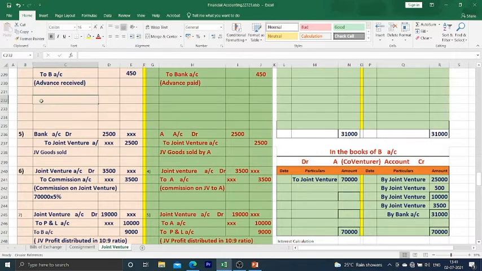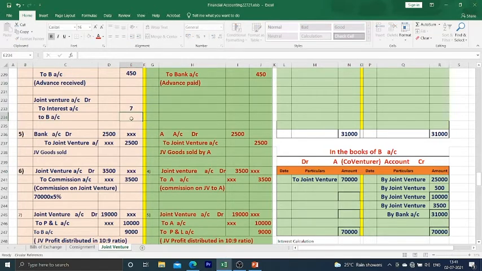Joint venture account debit to interest account to B account. B interest also will be. This amount is 7 rupees. Okay, B interest also we will calculate.